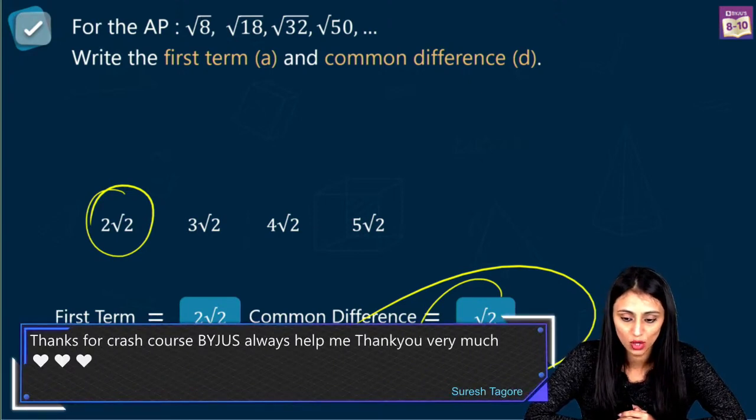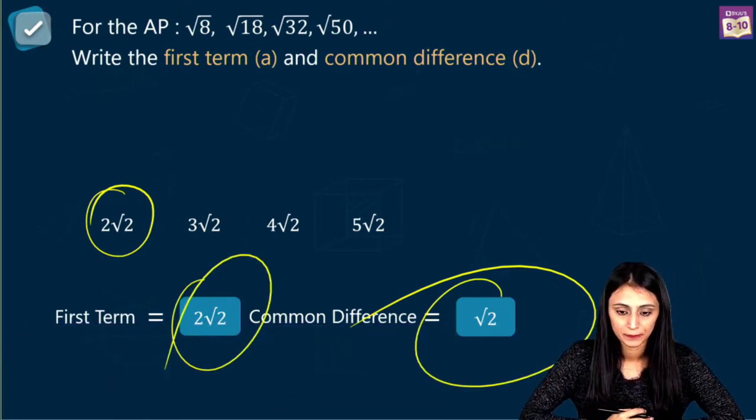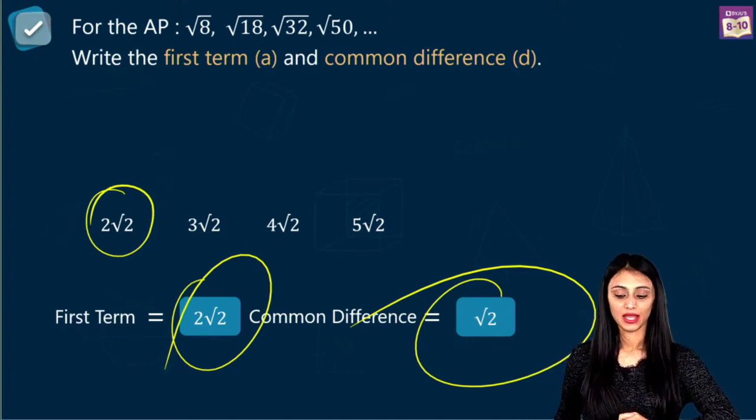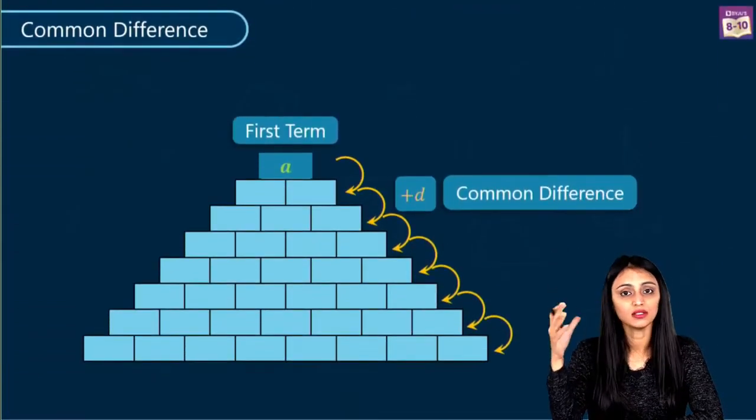Charvi, first term root 8, common difference root 2. Yes, or you can write it this way also. That is also correct. I can see all of you have given the right answer. Absolutely. Right. Now, there is an important thing about common difference.